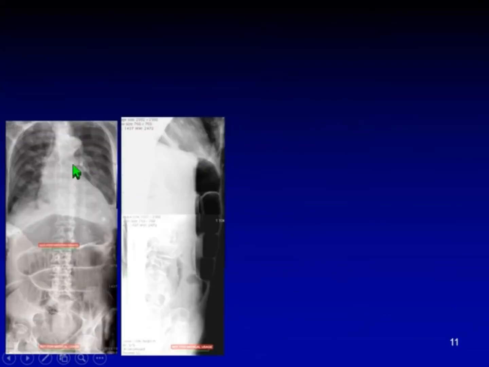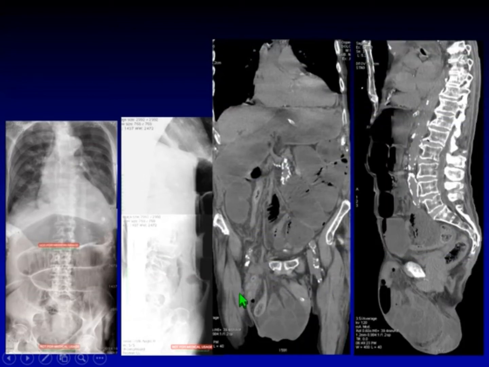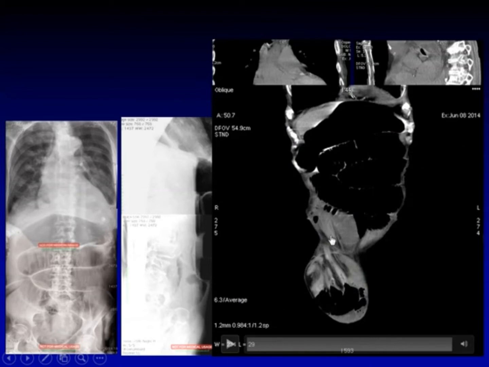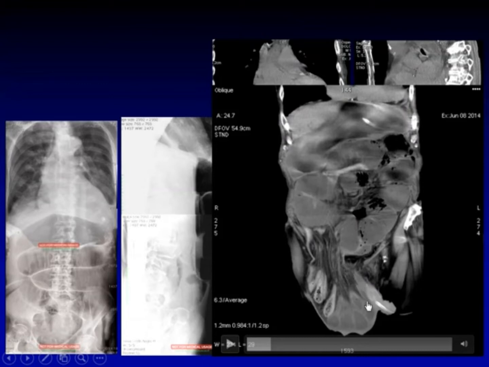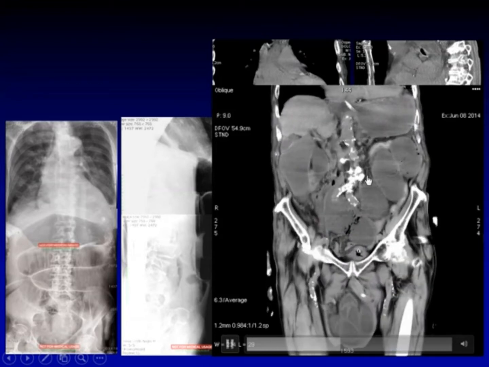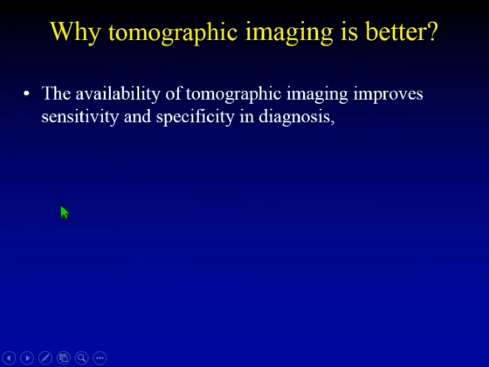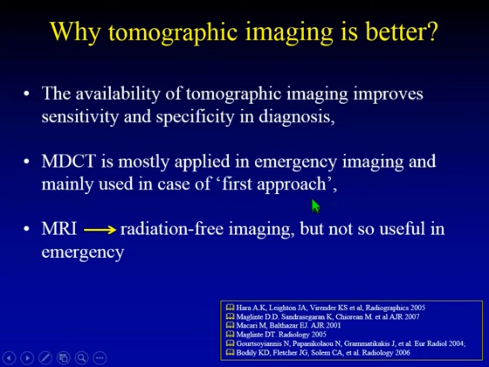The suggestion is you may perform CT. Look at this conventional, non-enhanced, very easy CT examination in this patient. You may have such information about this right-sided inguinoscrotal hernia with the situation of occlusion above. Why do we prefer tomographic imaging? Because it increases our sensitivity and specificity. Multi-detector CT is, following the literature all around the world, the first imaging in case of emergency as a first approach. I mean, when you don't have any diagnosis. MRI, radiation-free, even fantastic imaging, but not so useful in emergency.